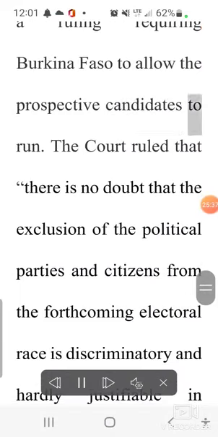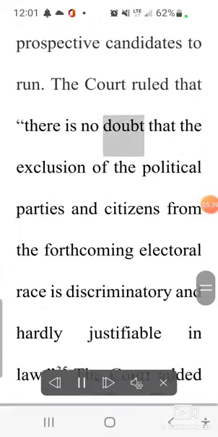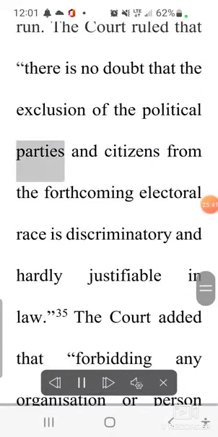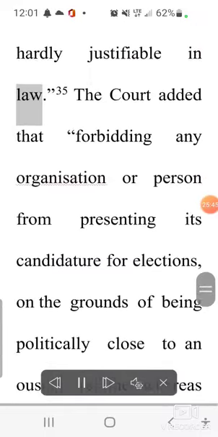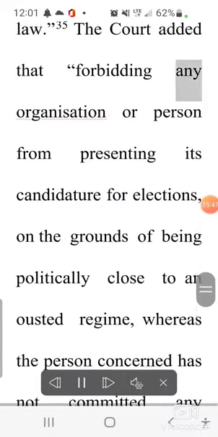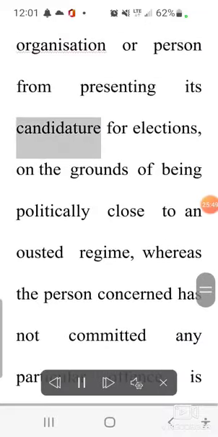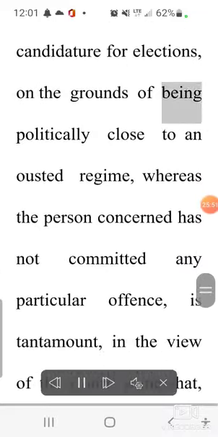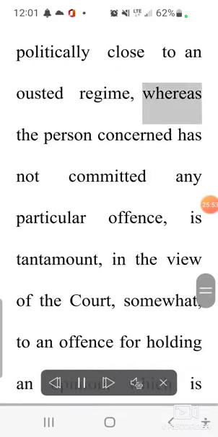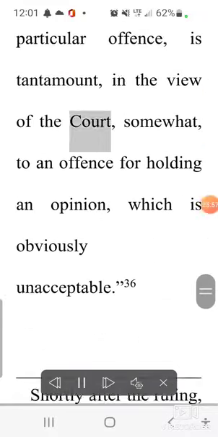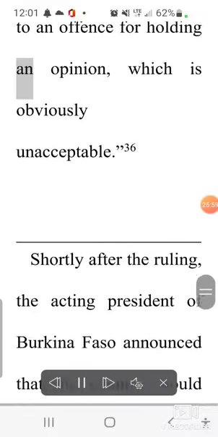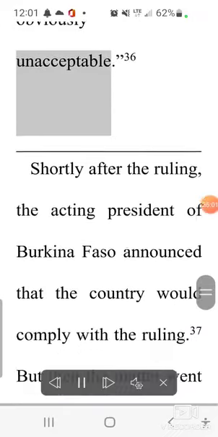The court ruled that there is no doubt that the exclusion of the political parties and citizens from the forthcoming electoral race is discriminatory and hardly justifiable in law. The court added that forbidding any organization or person from presenting its candidature for elections on the grounds of being politically close to an ousted regime, whereas the person concerned has not committed any particular offense, is tantamount, in the view of the court, somewhat, to an offense for holding an opinion, which is obviously unacceptable.